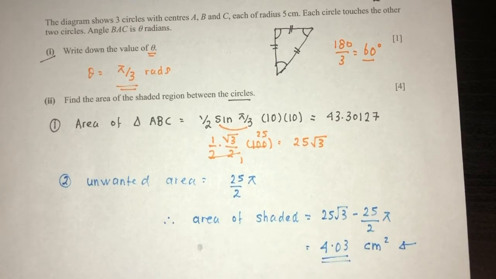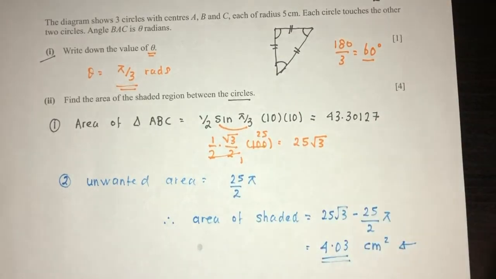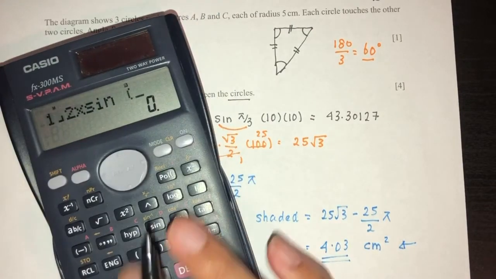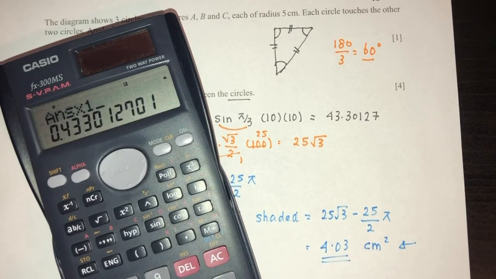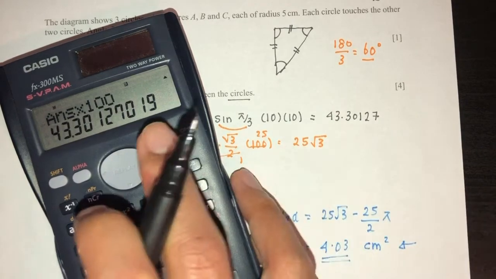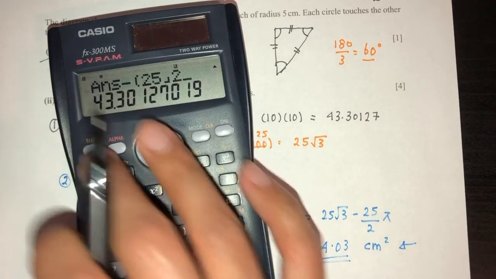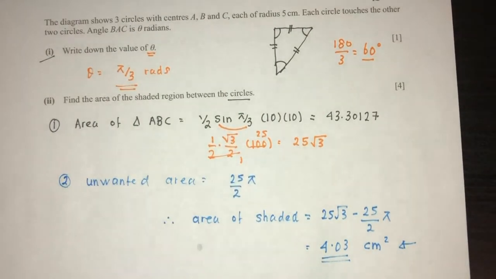So as always, my advice is, when you do a complex question, it's always best to recheck your answer when you do your calculation. So let's recheck the area of the triangle. It will be half times sine of the angle pi by 3 times 100. That will be the area. Then minus the area of the unwanted region, which is 25 over 2 pi. That will be the same thing. So it confirms that this is the right area to find.